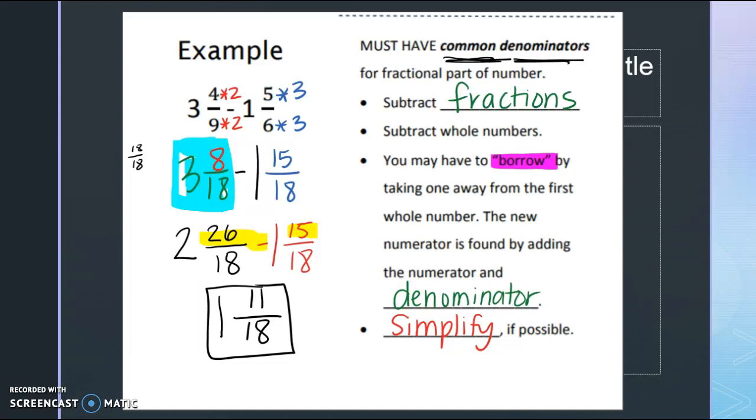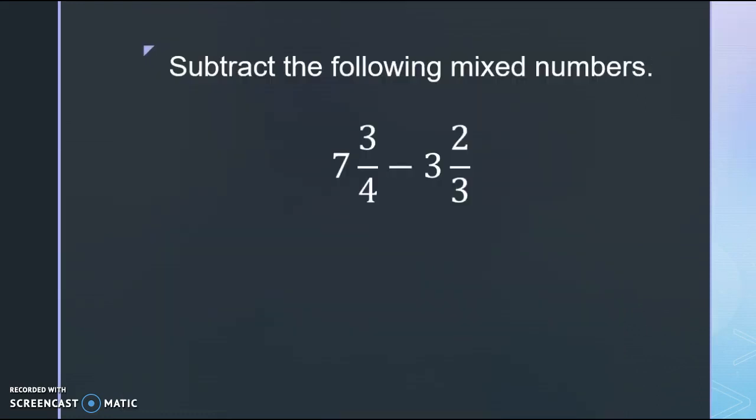So on this one, we're actually going to do 2 additional example problems, one with borrowing and one without. Again, we're going to record these in our notebook on the next page. So we're going to start here with 7 3/4 minus 3 2/3. Our first step, we need to get a common denominator.